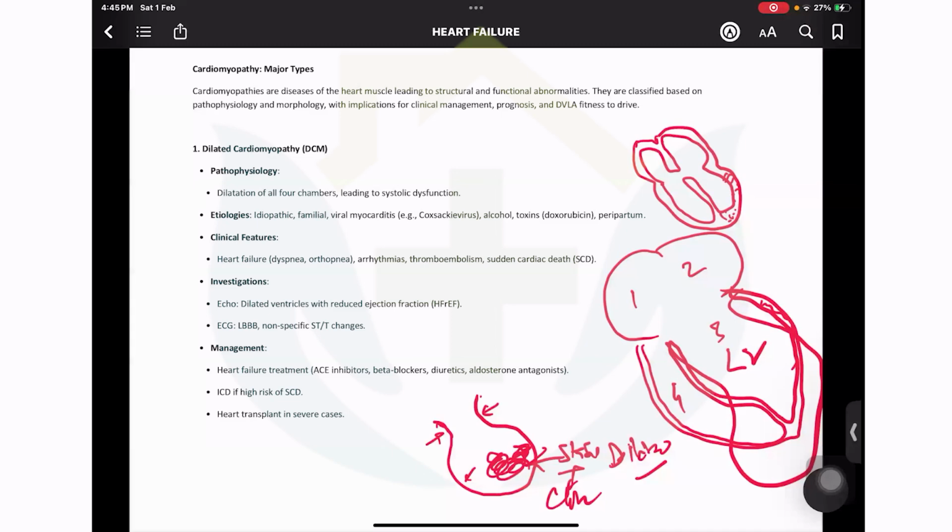What are the investigations? With time we have mastered a technique known as echocardiography. So when we do an echocardiogram, we can see the dilated chambers of the heart and the thinned out muscle of the heart.